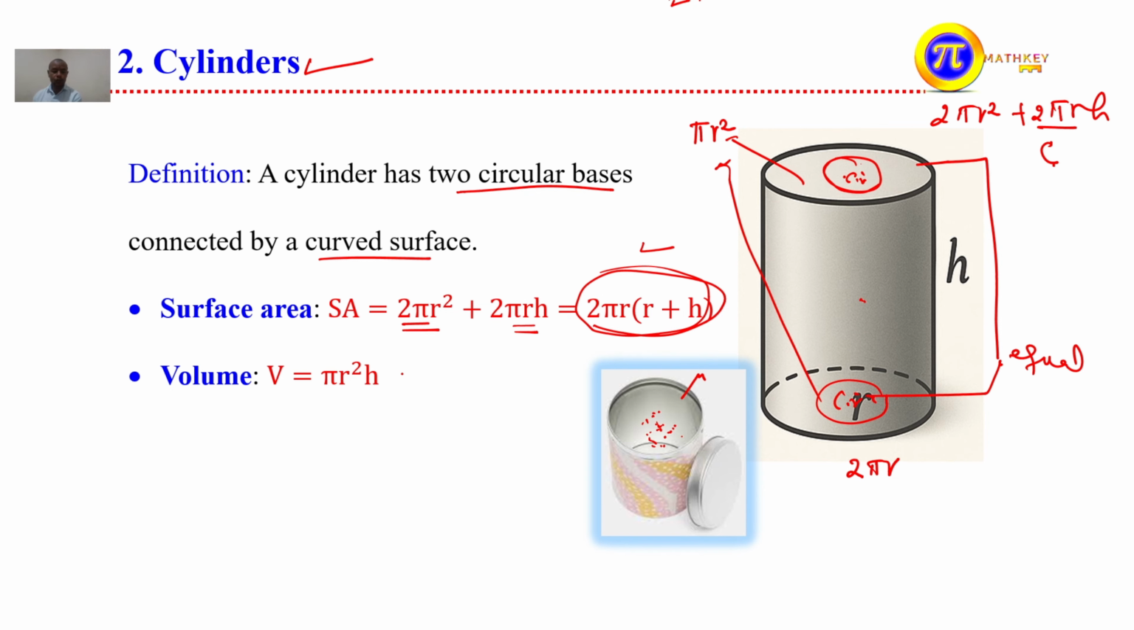In the case of volume, we are familiar that the volume is pi r square h. Since pi r square indicates the area of the base, the base area times the height gives us the volume. How much powder is contained in this cylinder? You can consider it like a needle can. It is so simple for understanding.